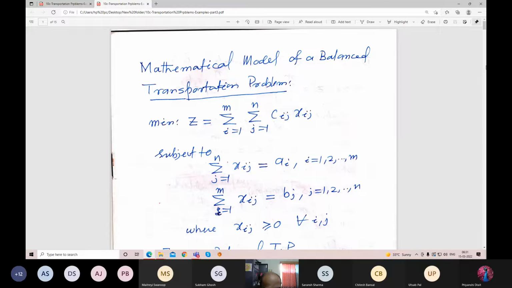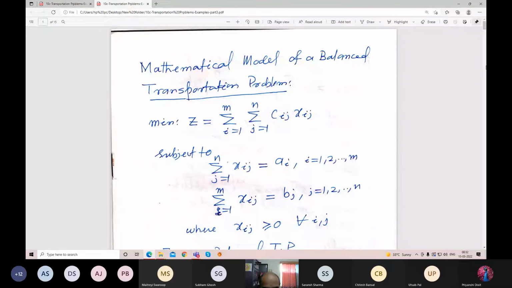The transportation model is a special type of linear programming problem, but we don't apply the simplex method directly to solve the problem. We apply the simplex procedure, the simplex rule, to solve the problem. And here, the duality theory is playing a major role for finding the phase 2 solution.